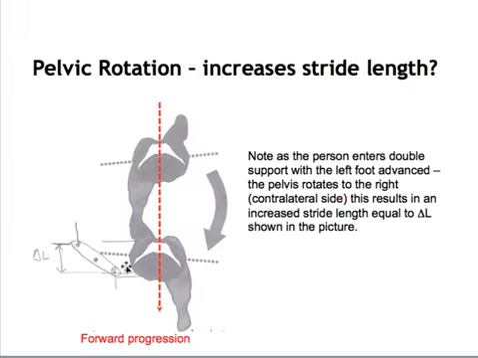And so this is just reiterating that point, where here you're going from this rotated position to here, and you can see how the pelvis rotates some, and with that small 10 degrees of rotation, we get this delta L improvement in forward progression.